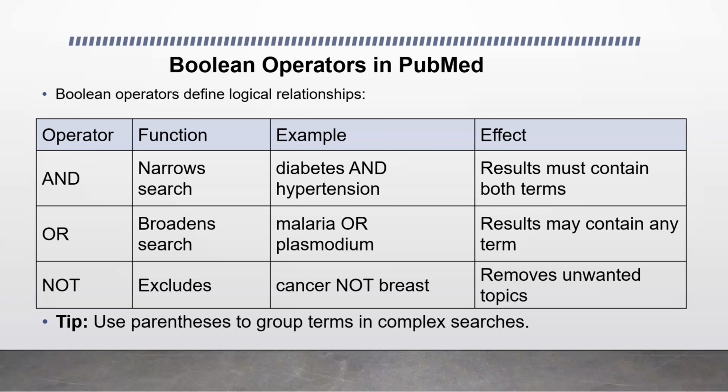But the Boolean operator NOT excludes the other terms that you are not interested in. Like, for example, maybe you're looking for information about cancer, but you don't want to retrieve information about breast cancer, the cancers associated with the breast. So you can decide to use the Boolean operator NOT, especially if you want to exclude some of the terms in your search results. Like, for example, you can say cancer NOT breast. Perhaps you are not interested in breast cancers, so you can use the Boolean operator NOT. So this one removes unwanted topics that you are not interested in.